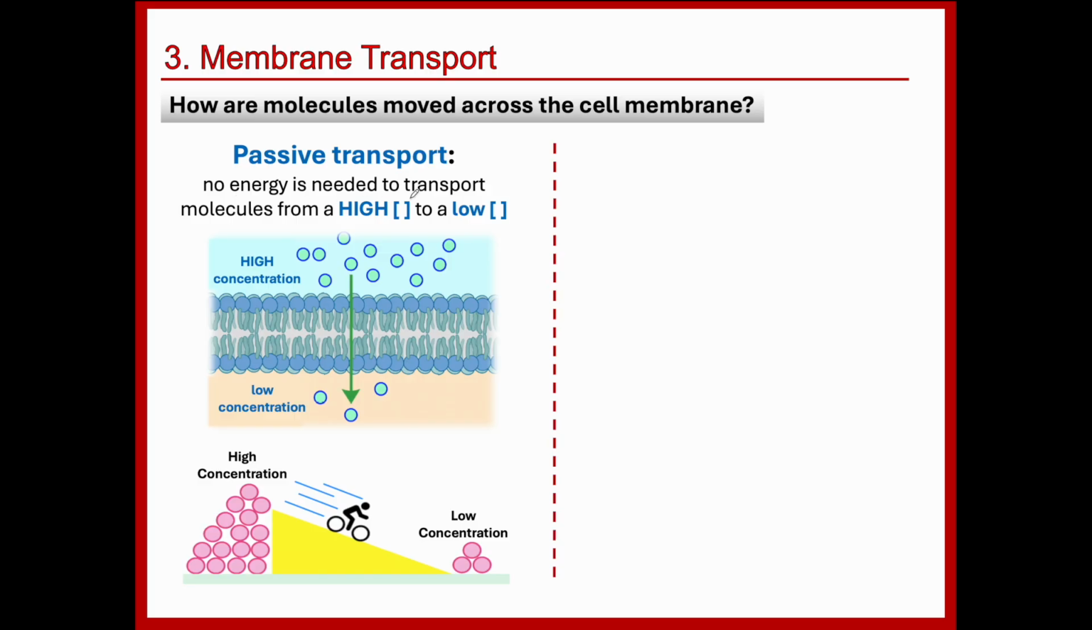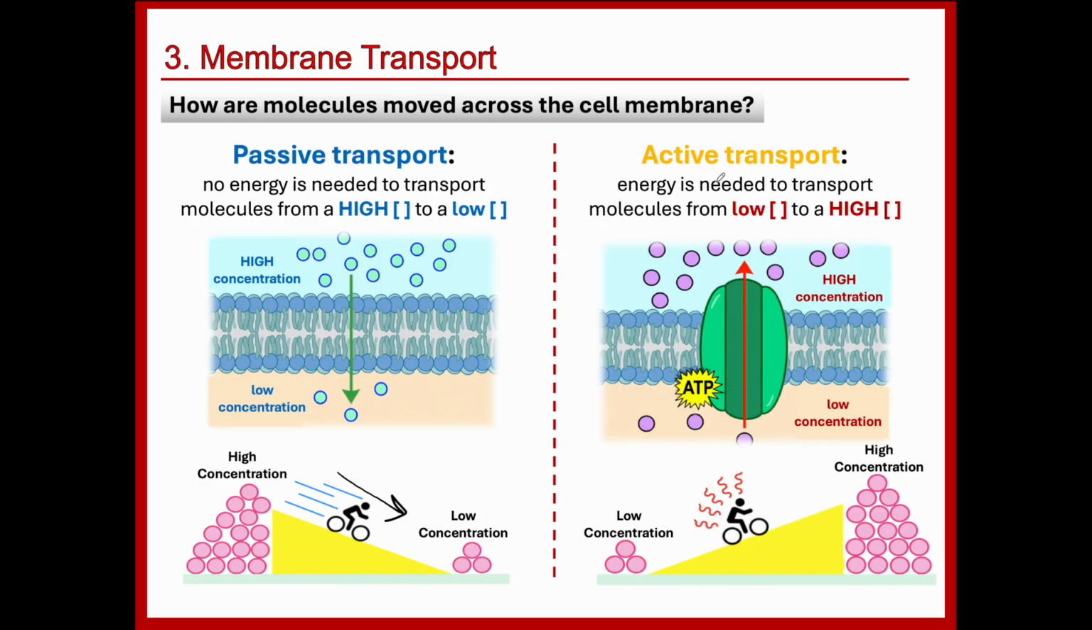No energy is needed to transport molecules from a high to a low region. Let's say these molecules are in a crazy packed house party, and outside there are fewer people. Molecules will naturally want to go through. If they're allowed to pass through the membrane, they will naturally go from high to low. That's like skiing down the hill, from a high gradient to a low one. So you're going down the gradient, from a high concentration to a low one.